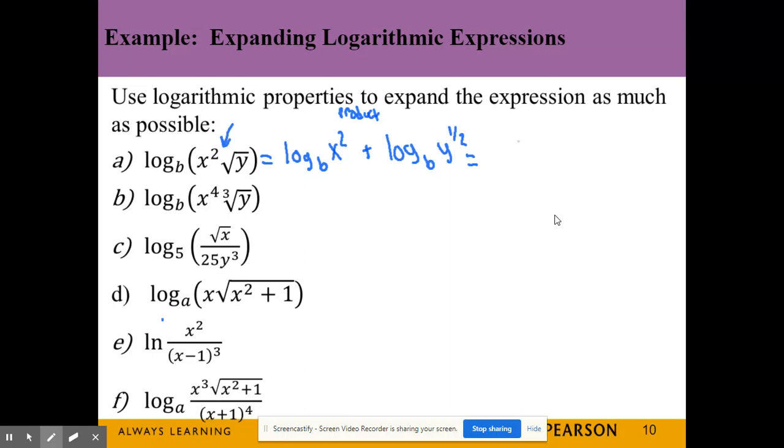Now I'm going to use, so this was product, now I'm going to use the power rule, and I can use it on both sides, but you're only using it for each side separately, if that makes sense. So the power rule here, you have an exponent of 2, so that 2 is going to pop out front to your multiplication. So it'll be 2 log base b of x. And then here you have an exponent of 1/2. So using the power rule, that 1/2 will pop out front. And it'll be 1/2 log base b of y. Okay, we are done. And how do you know you were done?